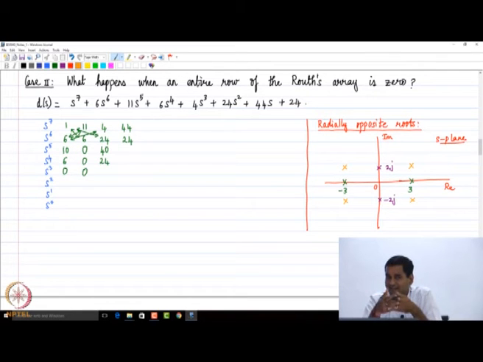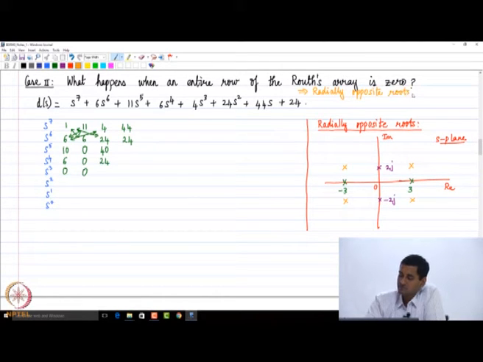So, that is the definition of radially opposite roots. Now, when an entire row of the rows array happens to be 0, that implies that the polynomial is going to have radially opposite roots. Which of these patterns we are going to evaluate using the rows array. Is it clear what the implication is, right? So, let me restate it once again, if the entire row happens to be 0, this implies that we are going to have radially opposite roots. Okay. So, that is the implication.